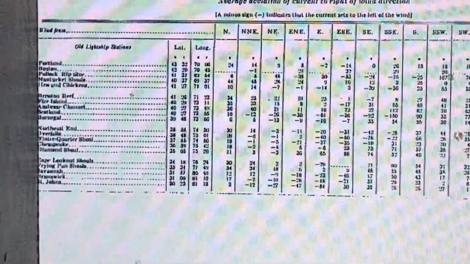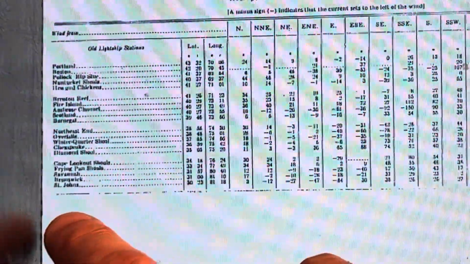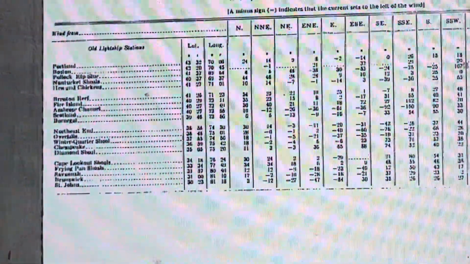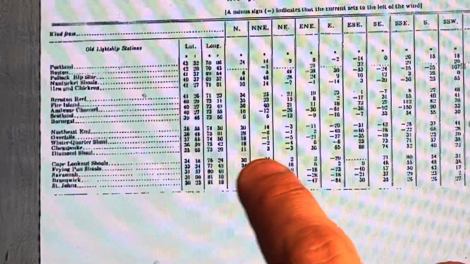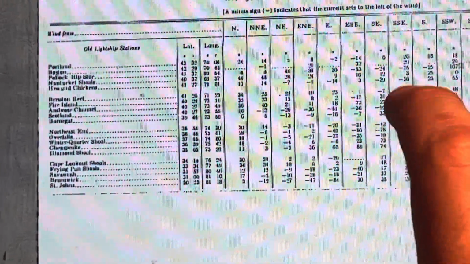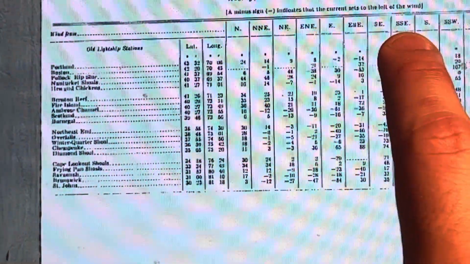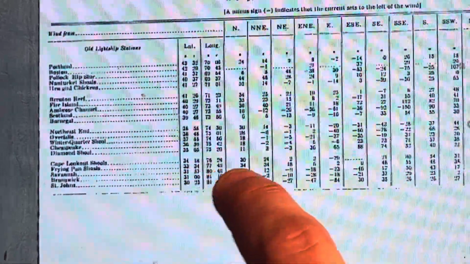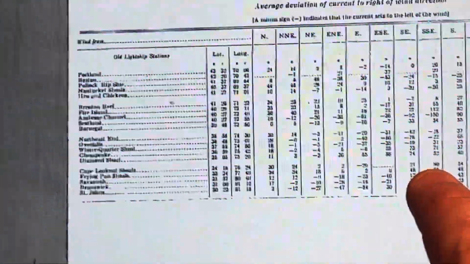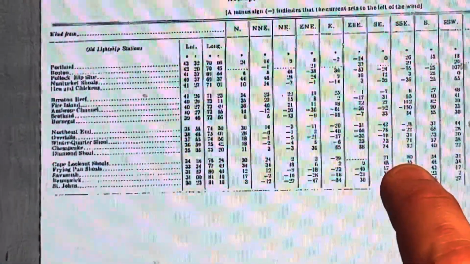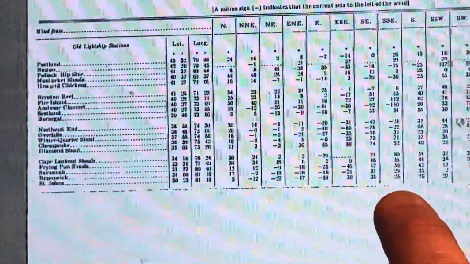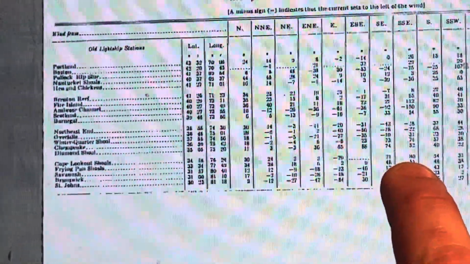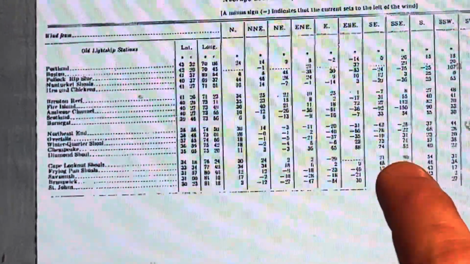So let's use the example of Cape Lookout, and let's say the wind is coming from the south-southeast. So the wind is coming from south-southeast, Cape Lookout. You see we have a correction of 100, is that 140 degrees or just 40 degrees? It's really hard to read. I'm going to say 140 degrees.